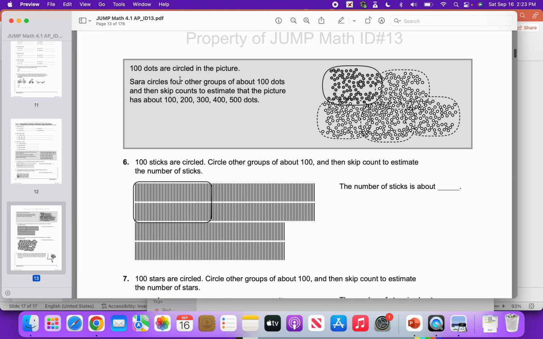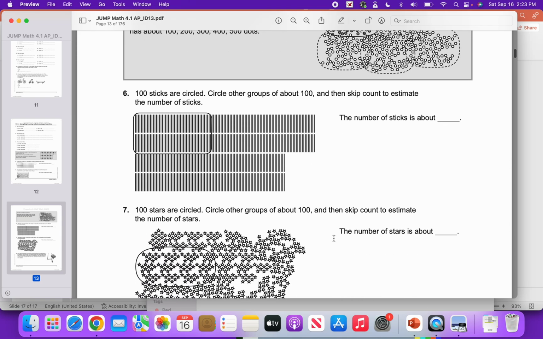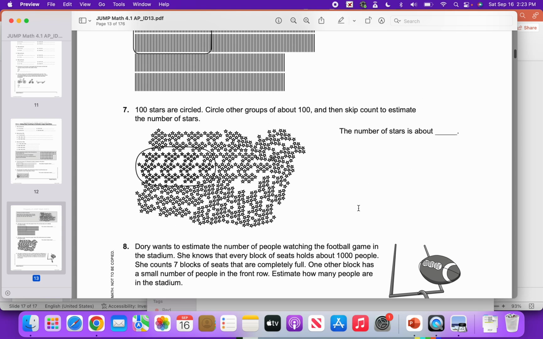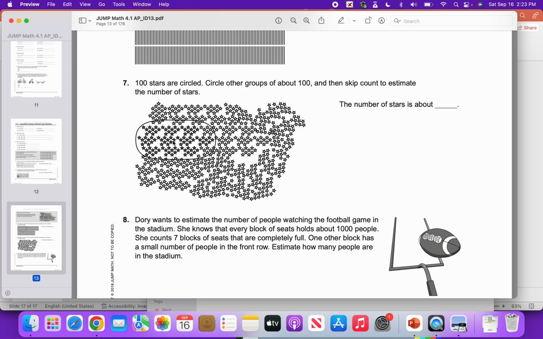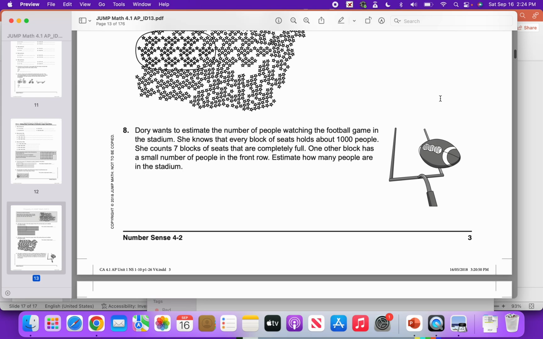Another explanation: 100 dots are circled in this picture. So there's 4 other groups of 100. So that's 100, 200, 300, 400, 500. Question 6 says 100 sticks are circled, so circle other groups of about 100. That's pretty tricky. So 100, 200, maybe 300, 400. A little more than 400 though. I'd say like 450, 425, something like that. Question 7 is the same thing but with circles. Circle groups of 100 and then estimate the number of stars.